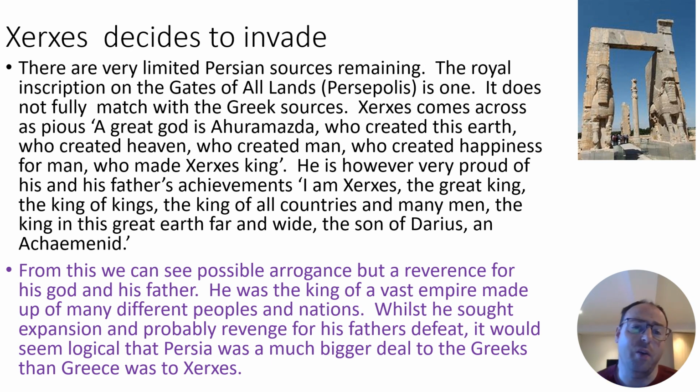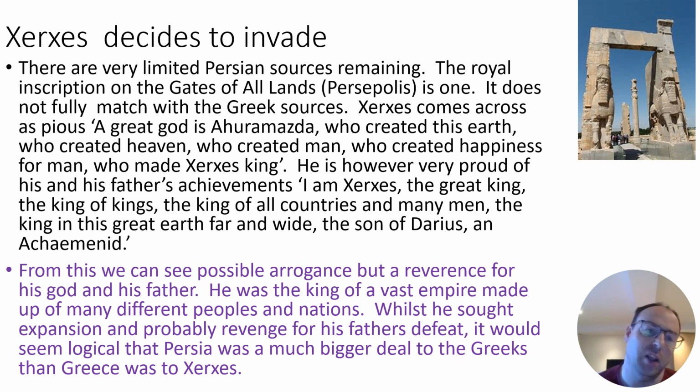One of the problems is that there are very limited Persian sources remaining for us. Now, one of the bits that there is, is the royal inscriptions at the Gate of All Lands at Persepolis. It doesn't fully match with the Greek sources. Xerxes comes across as very pious, so he talks about this great God who created earth, who created heaven, who created man, who created happiness for man, and made Xerxes king. So that seems to go against this arrogant line, as he's saying, well, look, all my power comes from this God.